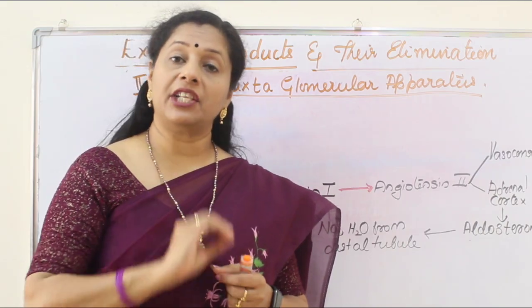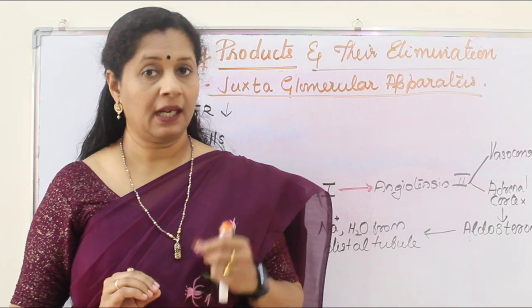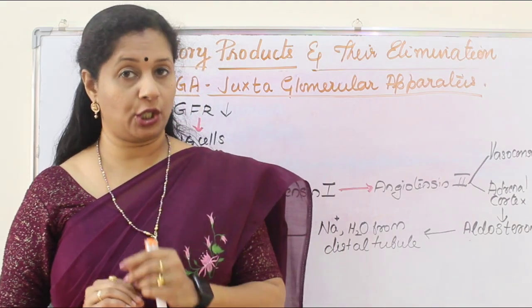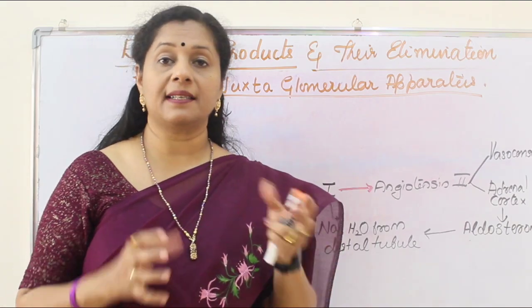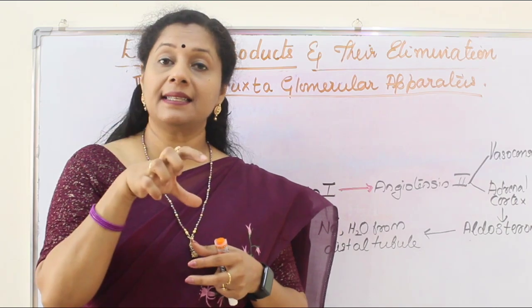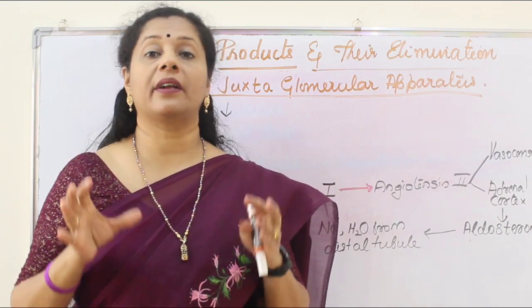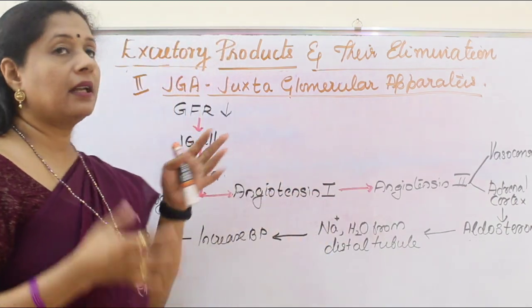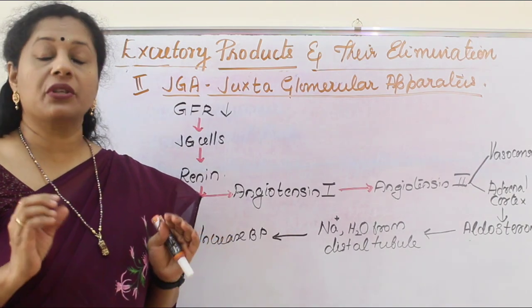Okay. So whenever there is a fall in GFR, JG cells will secrete renin. Renin will convert angiotensinogen to angiotensin 1 and angiotensin 1 to angiotensin 2. Angiotensin 2 will act as a vasoconstrictor, thereby increasing the blood pressure and glomerular filtration rate. So it was decreased, now it is normal. Understood? So that is the first way.